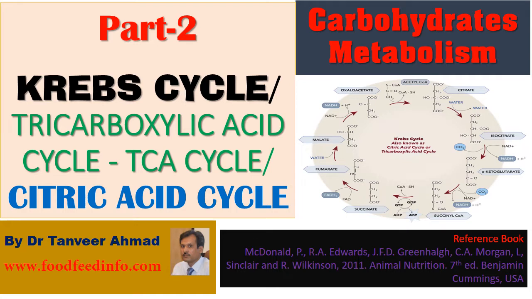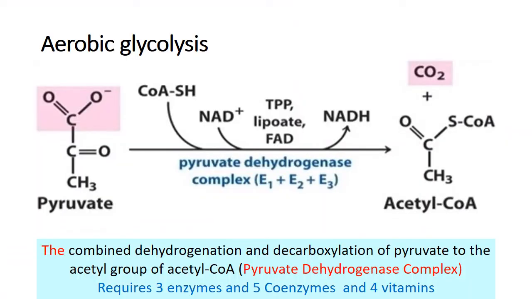In this lecture, we will cover the Krebs cycle, which is also known as the tricarboxylic acid cycle or TCA cycle. This cycle is also known as the citric acid cycle. At the end of glycolysis, we have pyruvate as an end product. This pyruvate is converted into acetyl-CoA, and that acetyl-CoA enters into the TCA cycle.